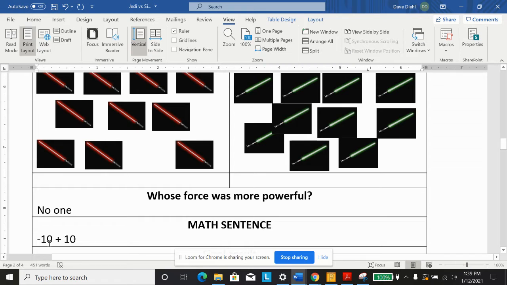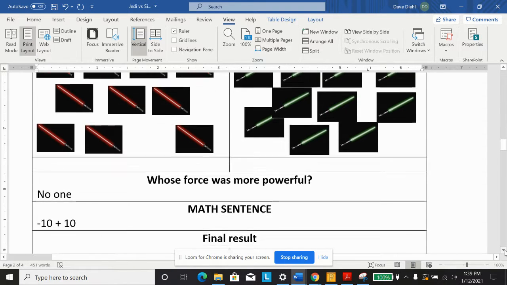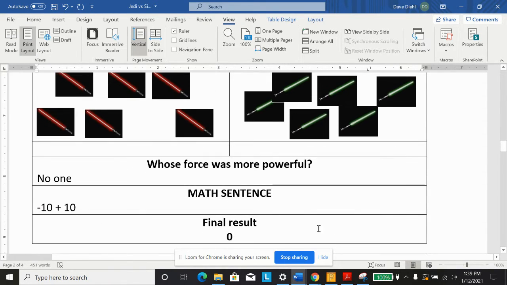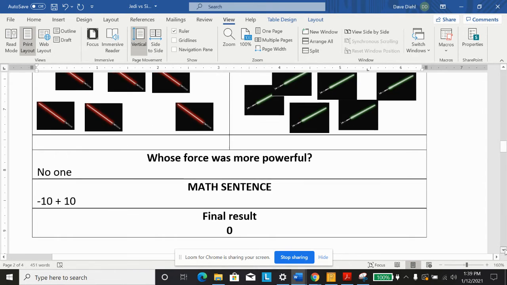How would you write that as a math sentence? Well, you would write -10 plus +10 because there was 10 Sith and 10 Jedi, 10 negatives and 10 positives. And we know that the final result would be 0 because -10 plus 10 we also call what? Correct. And -10 plus 10 we call opposites. They become 0.